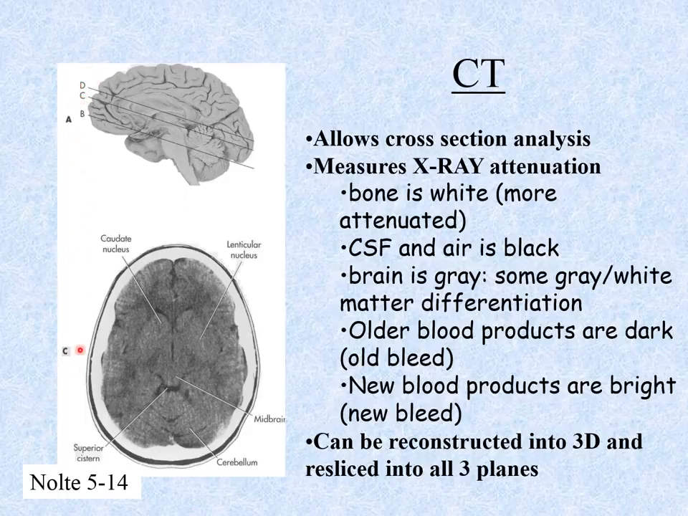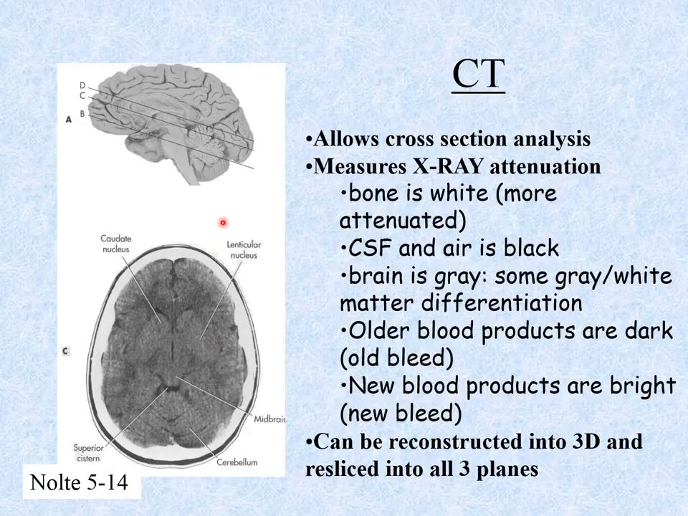For this particular slice, C is essentially a measure of brain tissue and skull at this orientation. In this case, the bone is white, as you can see here. CSF, cerebral spinal fluid, is black, as we see in the lateral ventricle right here and in the cistern. And if you were to have older blood products, they tend to be dark, and new hemorrhages tend to be bright. We'll see samples of that.